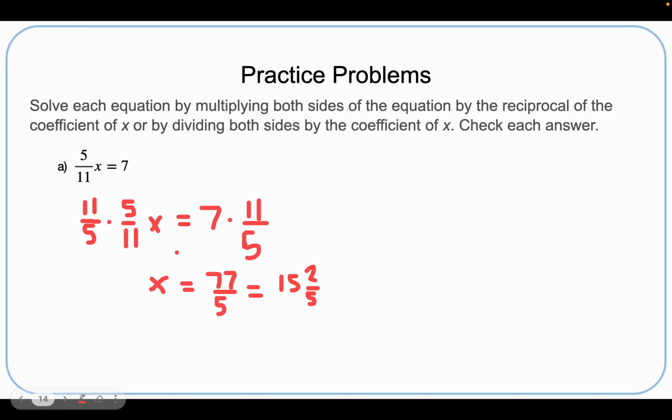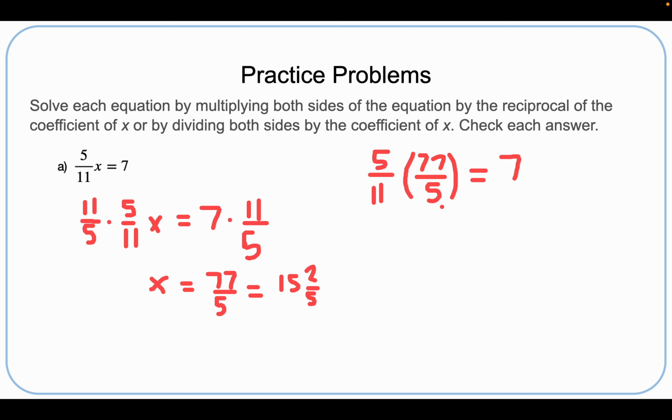And we can go ahead and check our answer by plugging this value back into our original problem. However, when I do plug it in, I am going to just use that improper fraction form just to make it easier. So we have 5/11. And then I'm going to put parentheses around my solution that I'm testing, and set that equal to 7.